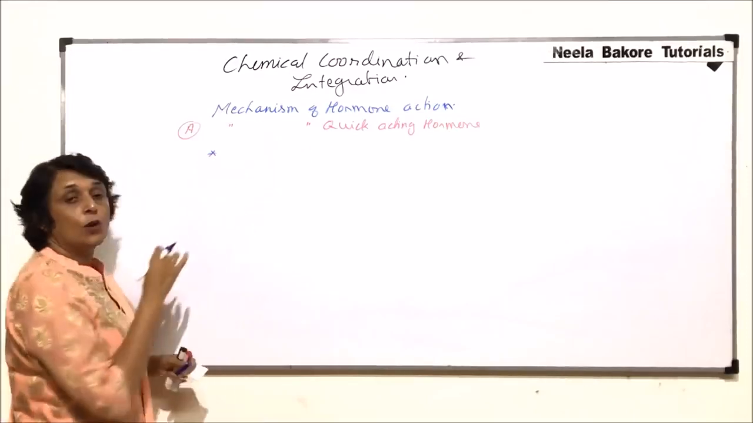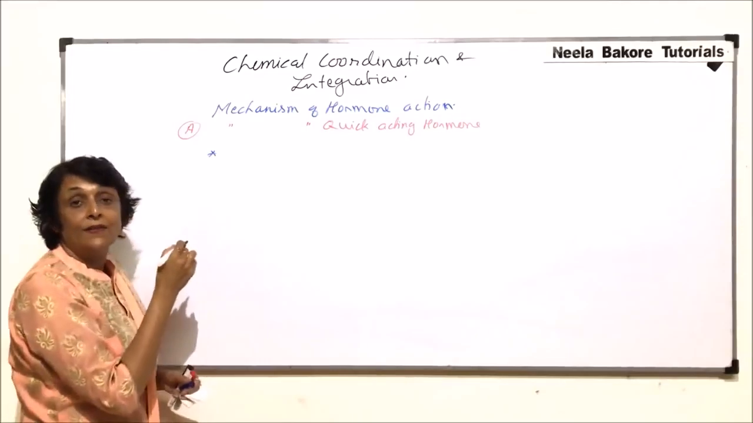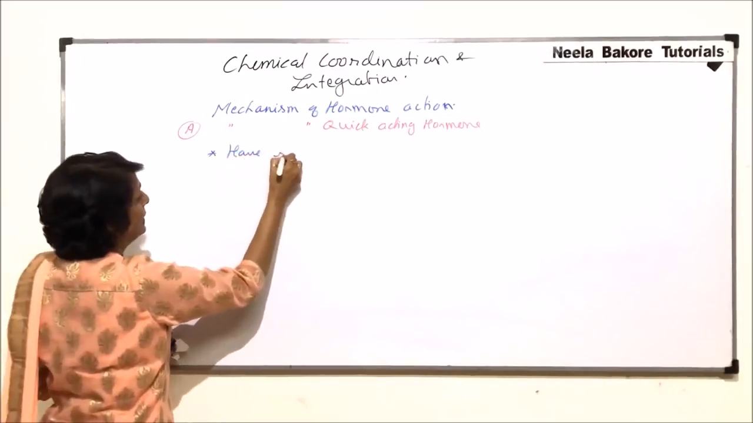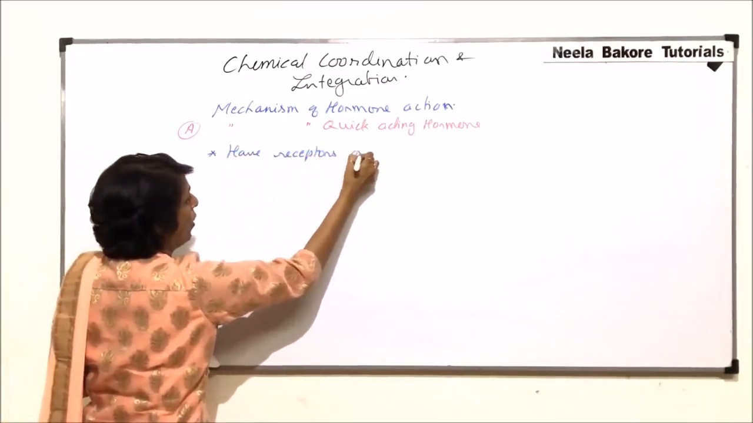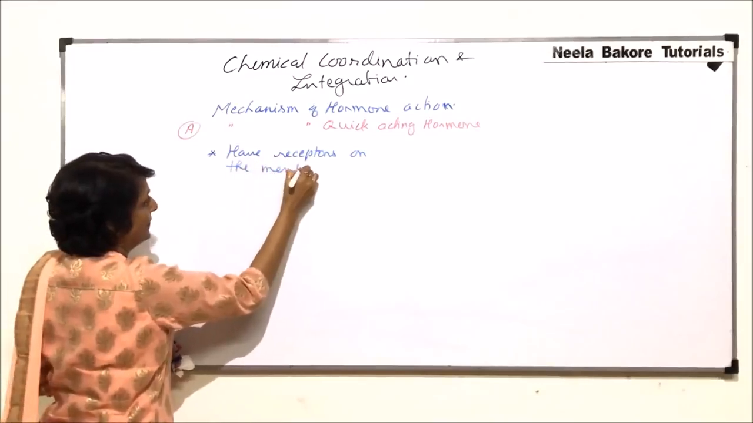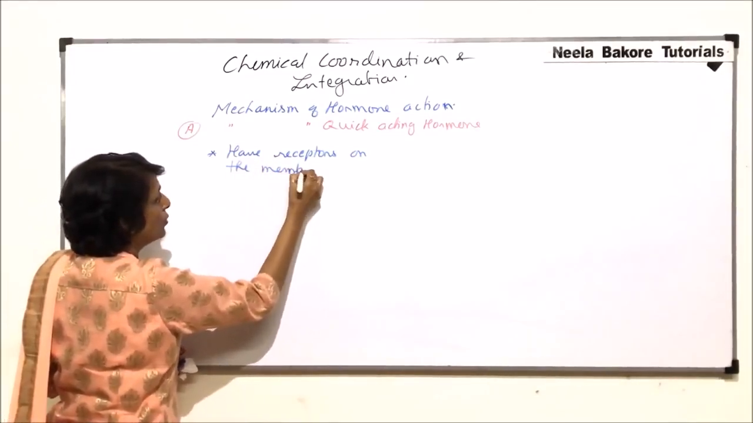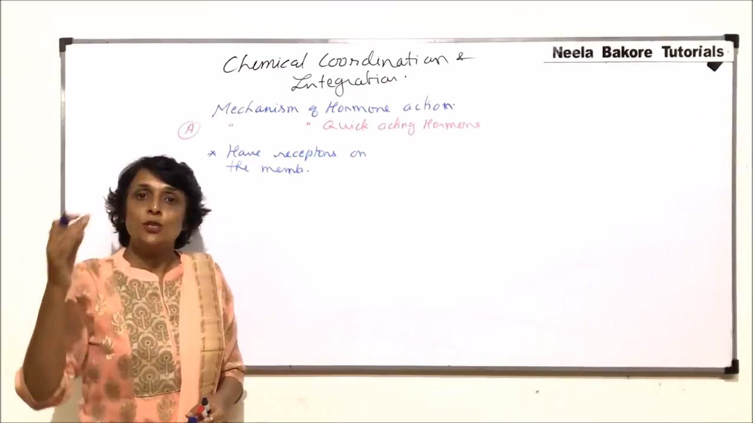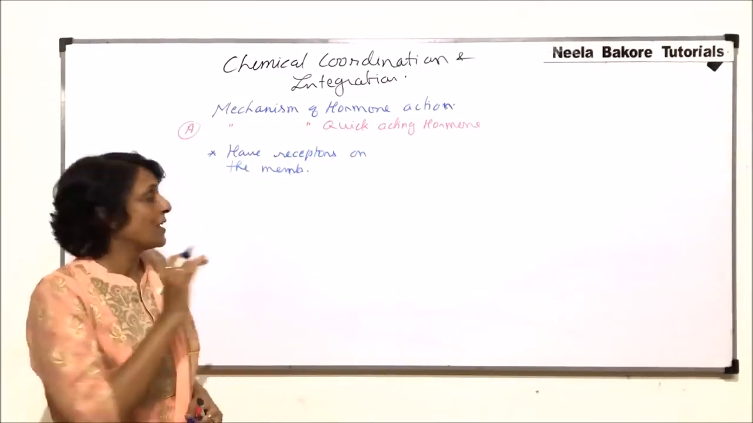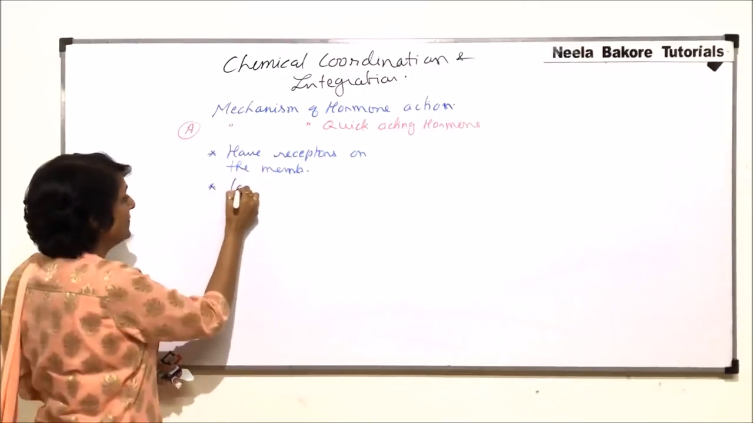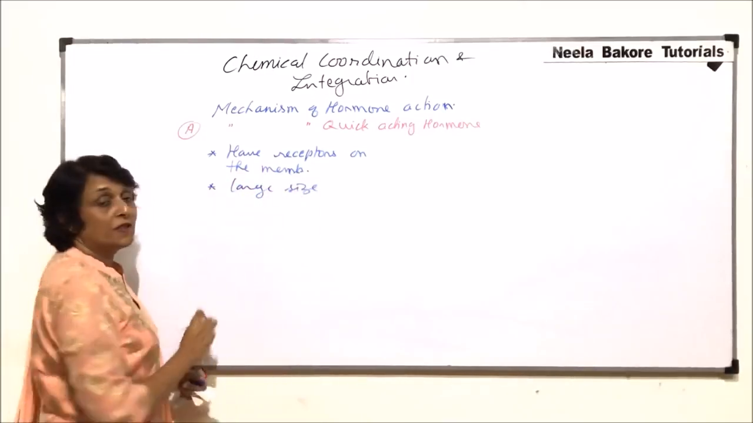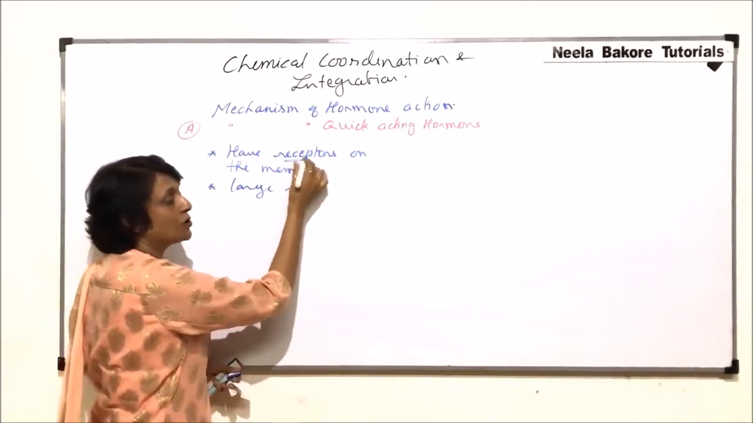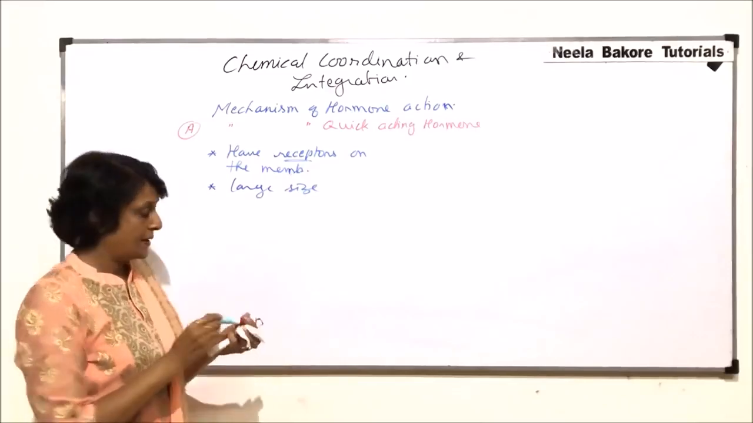Number one, these quick acting hormones have their receptors on the membrane of the cell. That means these hormones do not go inside the target cell. On the contrary, they just attach to the receptor which is on the surface. They are large in size, and because of this large size, they are not able to penetrate the plasma membrane of the cell, and so they get attached to the receptors which are on the surface.